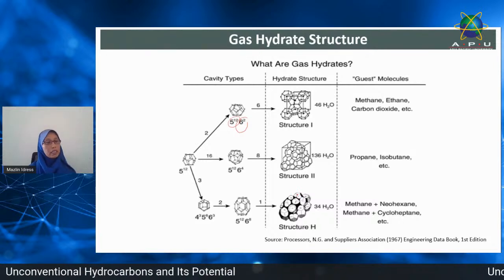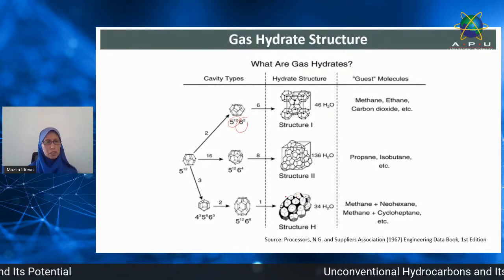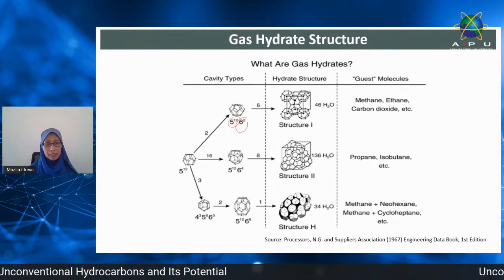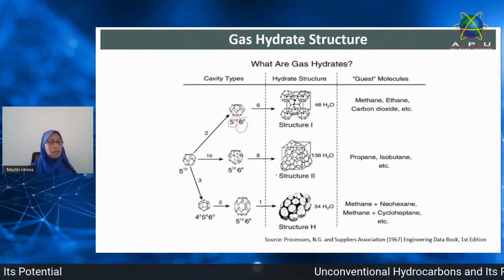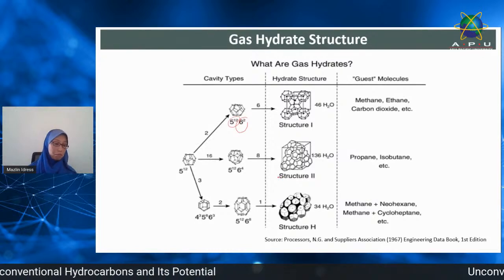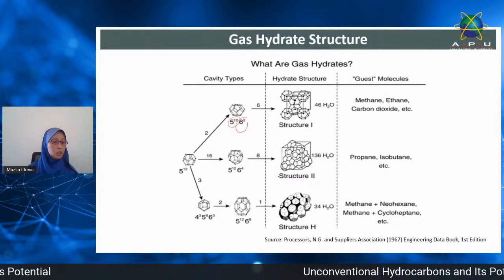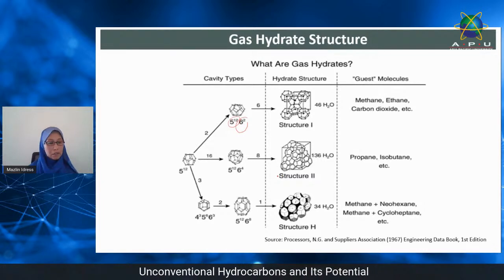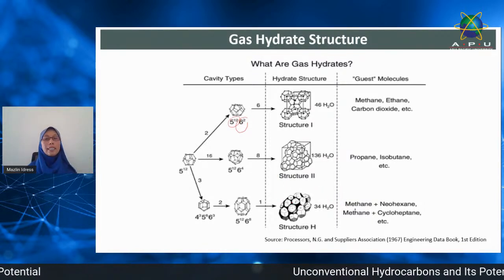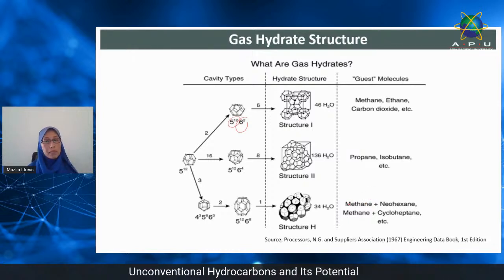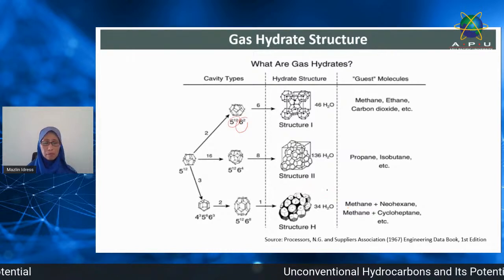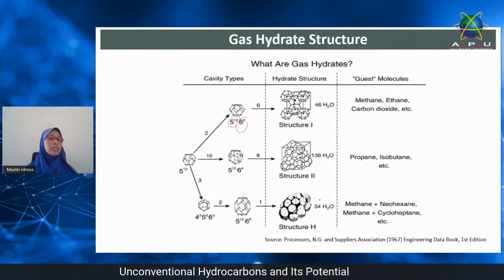And then we have a new structure, which Ripmeester found in 1987. It has about 34 water molecules encapsulating the gas molecules, with 3 types of cavities: 5^12, 4^3 5^6 6^3, and one new large cavity, 5^12 6^8. So structure H has a combination of gas molecules. It could be methane plus neohexane, or methane and cycloheptane. Because they are larger molecules, they form structure H.